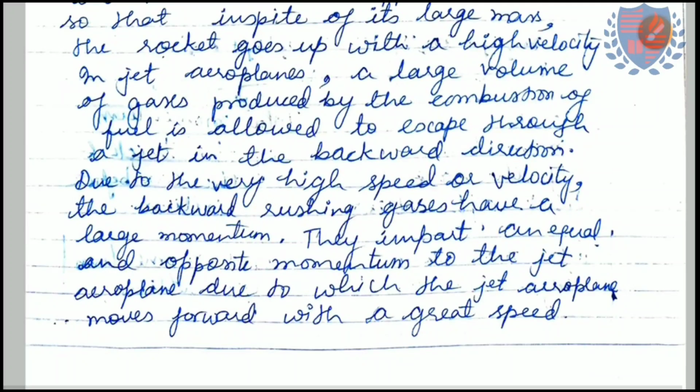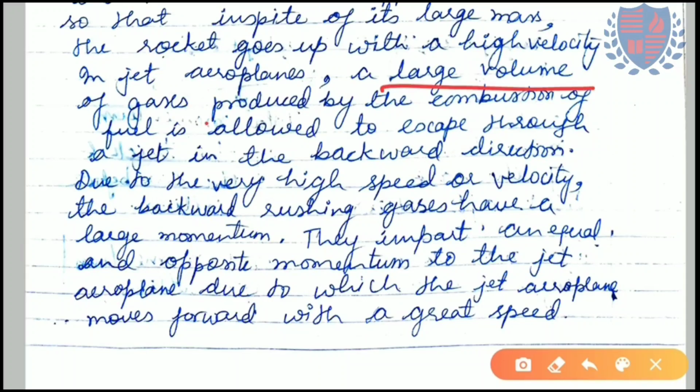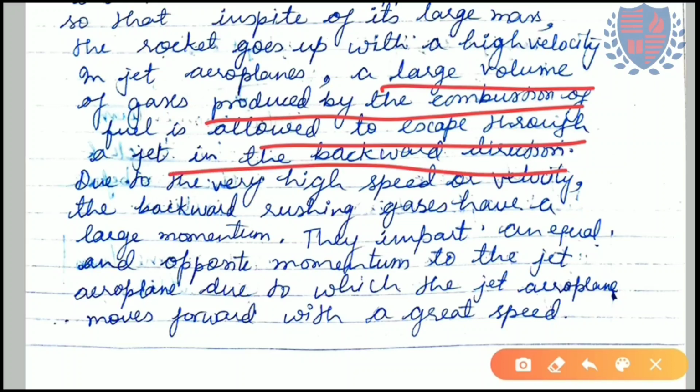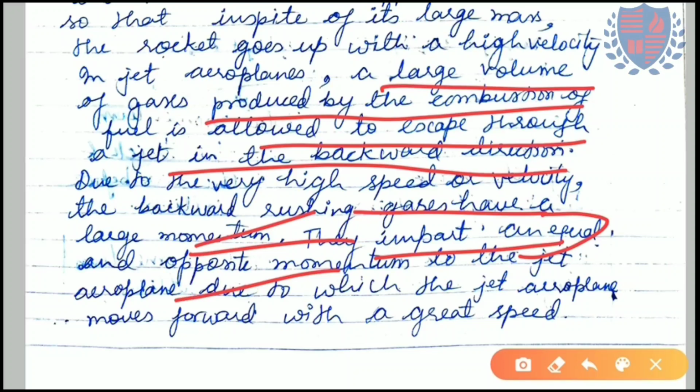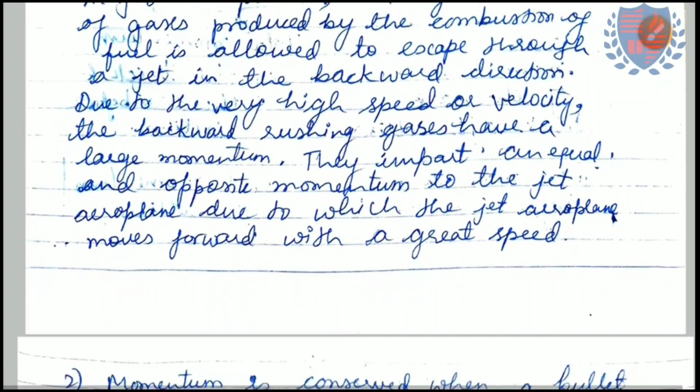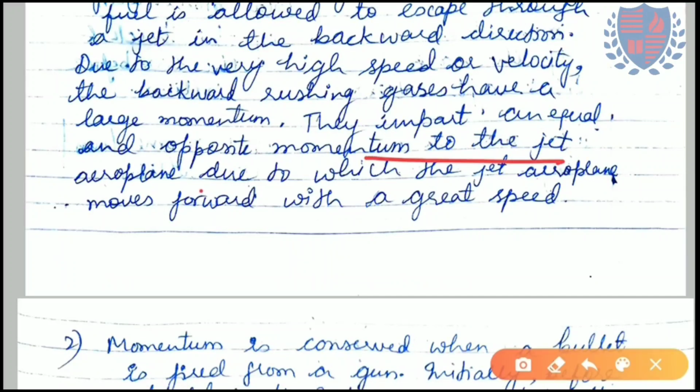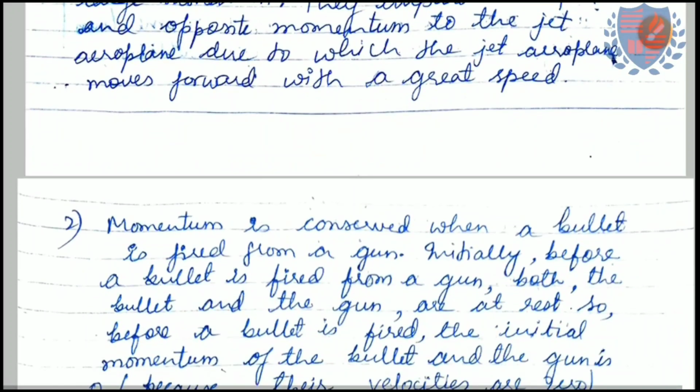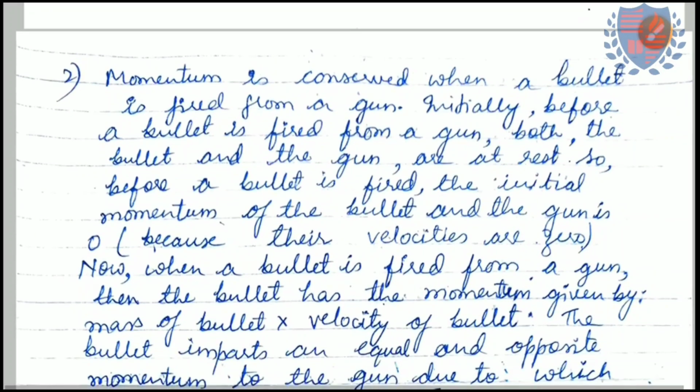Now come to the case of a jet aeroplane. In jet aeroplanes, a large volume of gases produced by the combustion of the fuel is allowed to escape through a jet in the backward direction. Of course, it's a horizontal direction. Here the fuel burns and the gases escape through a jet in the backward direction. Due to very high velocity, the backward rushing gases have a large momentum and they impart an equal and opposite momentum to the jet aeroplane, due to which the jet aeroplane moves forward with a great speed.